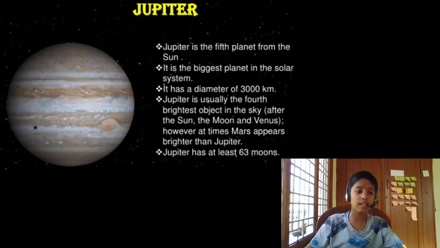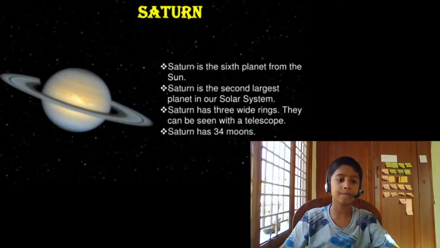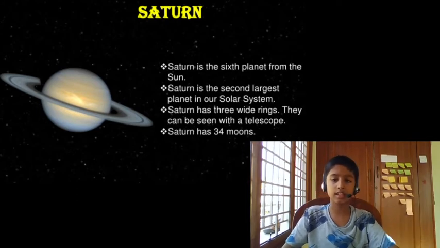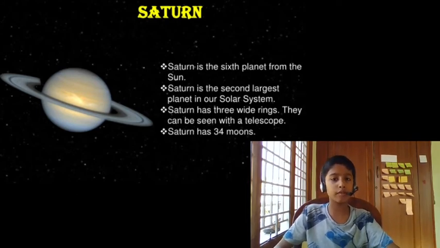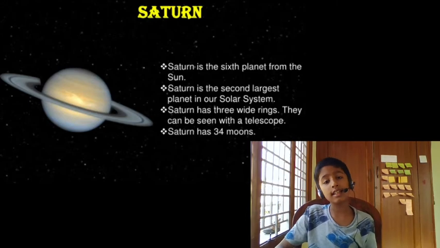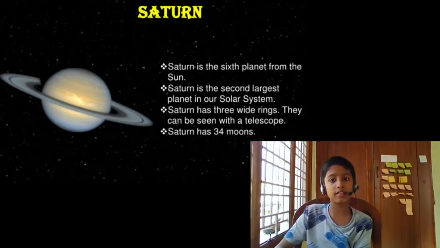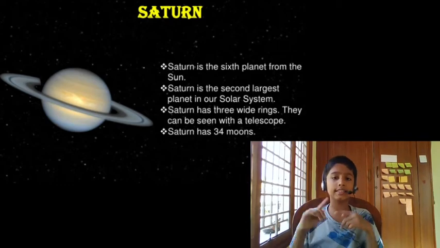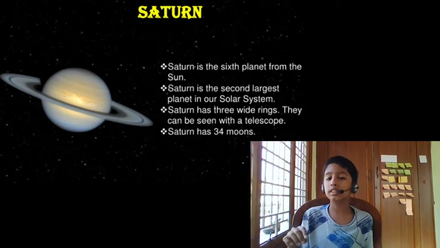And the next planet is Saturn. So what is Saturn? Saturn is the 6th planet from the sun. Saturn is the second largest planet in our solar system, and Saturn has 3 wide rings. They can be seen with a telescope.